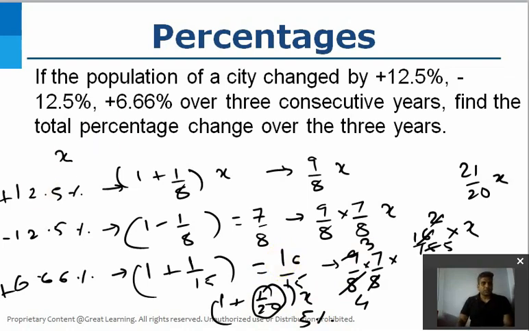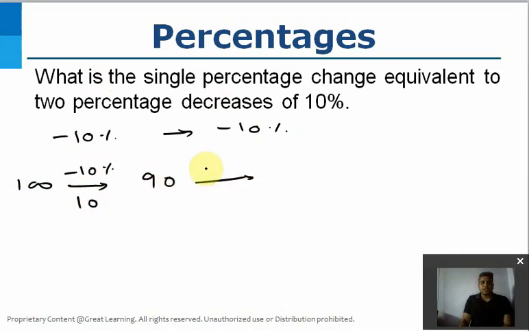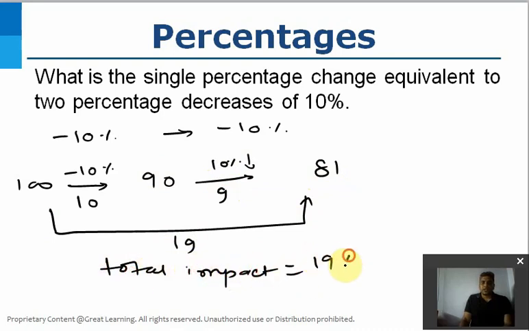So now the last question on successive percentage here. What single percentage change is equivalent to two successive decreases of 10%? It's saying that there is a minus 10% and then a successive minus 10%. What is the resulting change? Suppose I have 100 and minus 10%: 10% of 100 is 10, so I get 90. Then 10% decrease of 90 again, so it is 9 less, so it becomes 81. So how much is the decrease? It is a decrease of 19. So the total impact of that is nothing but a 19% decrease.